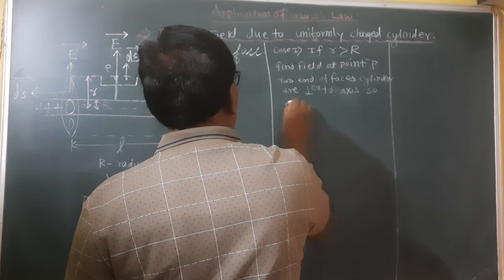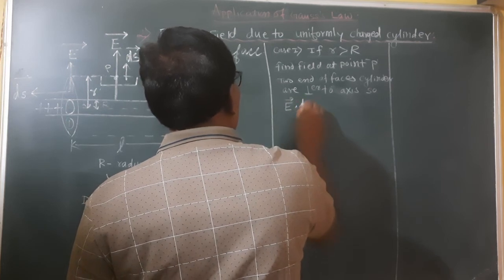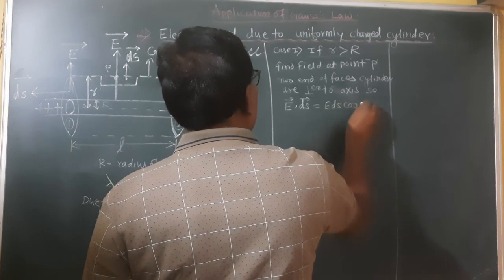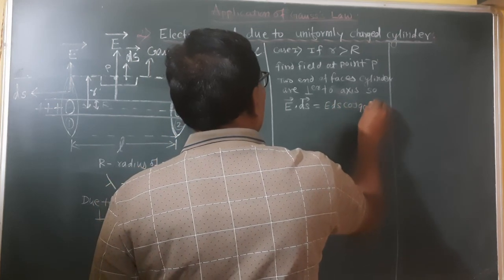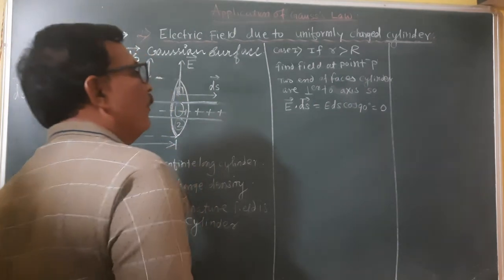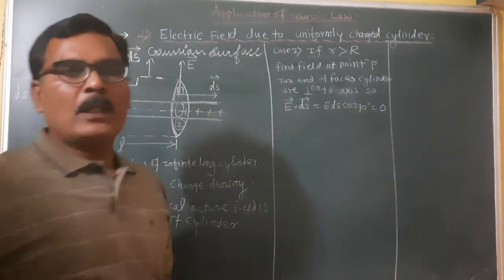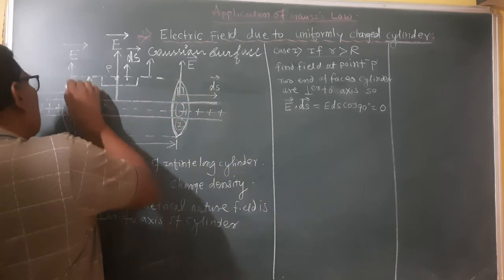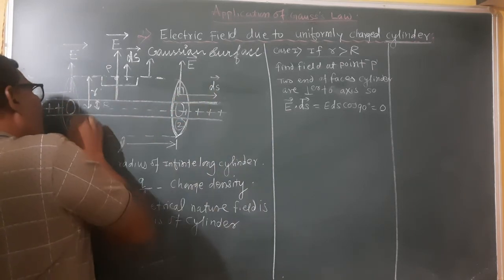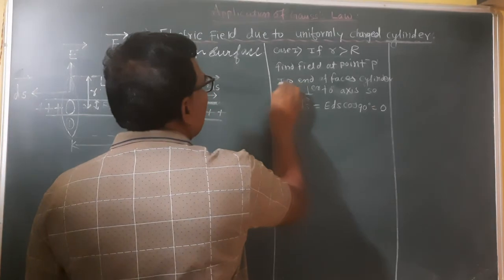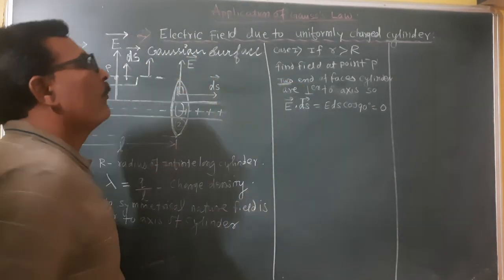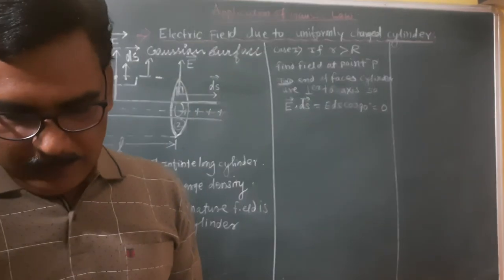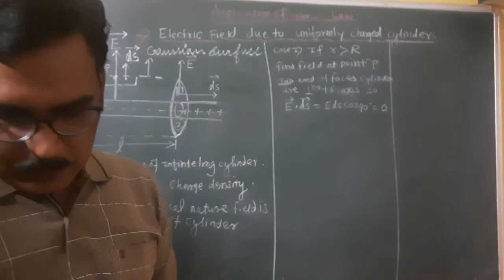So E bar dot ds bar is equal to E ds cos 90, and that is equal to 0, because cos 90 is 0. And here the field into surface number 1 and surface number 2, those two surfaces, we have to consider as 0. The field being tangent to the surface, it will be 0.